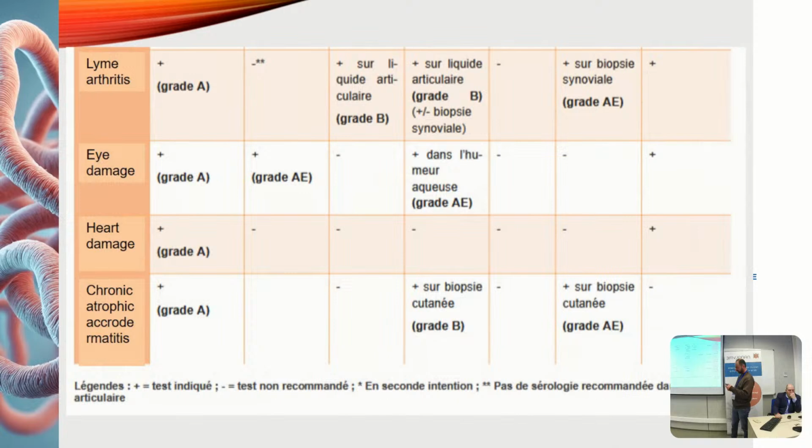For articular localization, normally the serology is positive, but with PCR we can make a diagnosis in the articular fluid, or in a synovial biopsy. But as you can see, usually the diagnostic at all stages is with an indirect diagnostic in most cases.